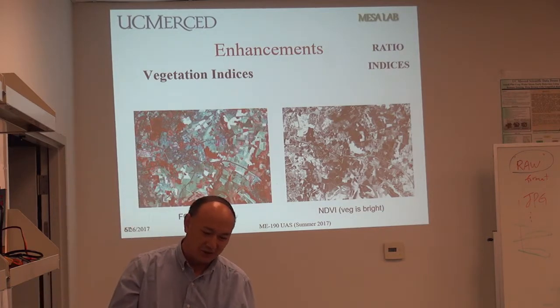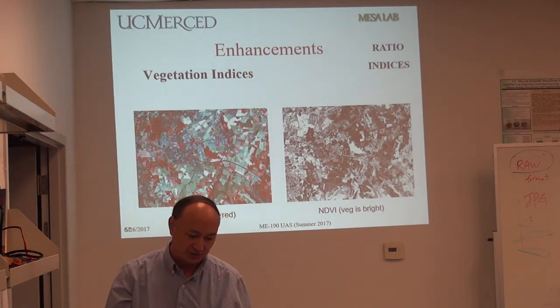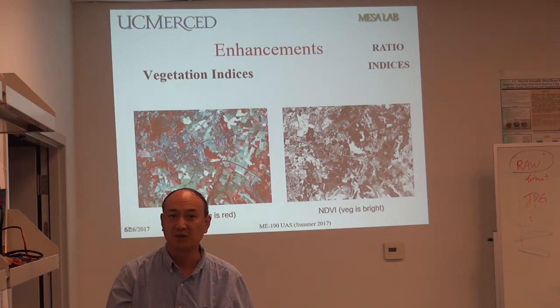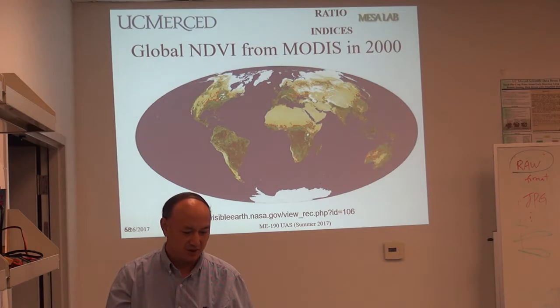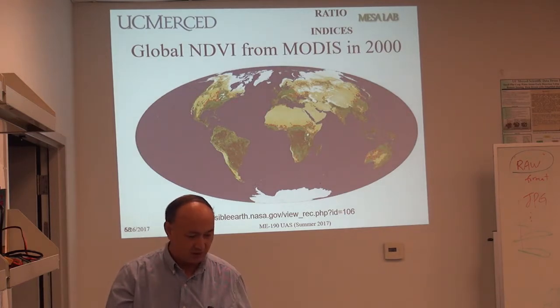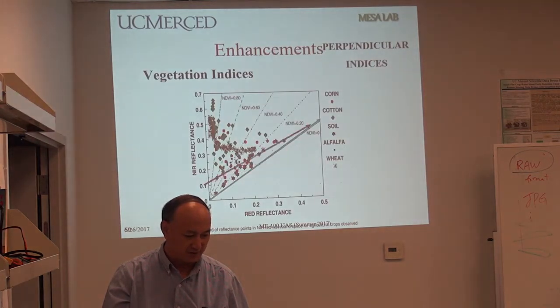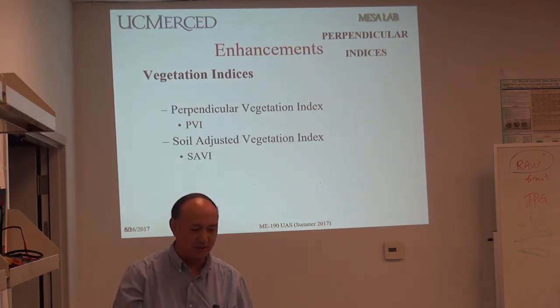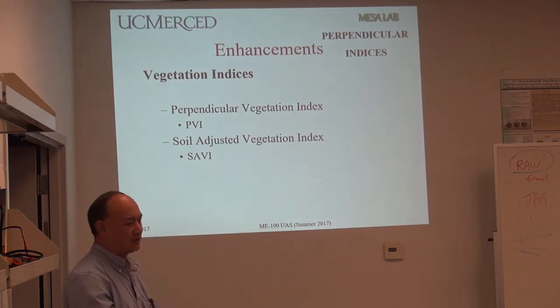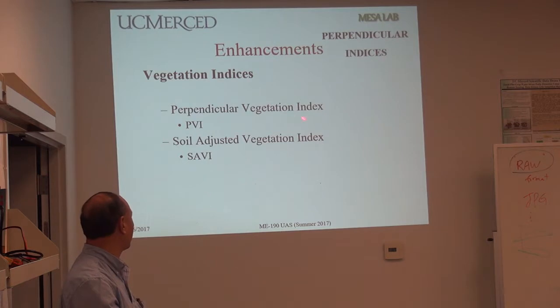Okay? So NDVI is a very useful index, widely used. I'll go a little bit faster. Enhancement. So people say, let's do the parallel lines, and then we can do perpendicular indices. It's called the perpendicular vegetation index, and the soil adjusted vegetation index, SAVI. So these are another category of vegetation indexes called perpendicular indices.